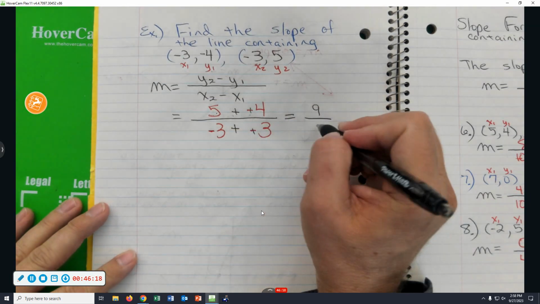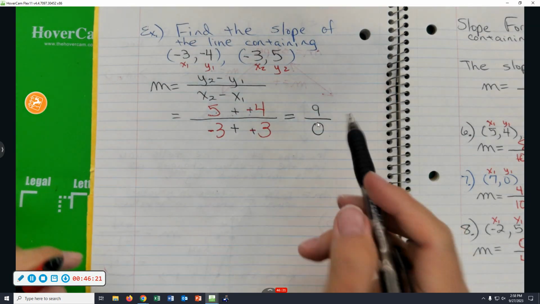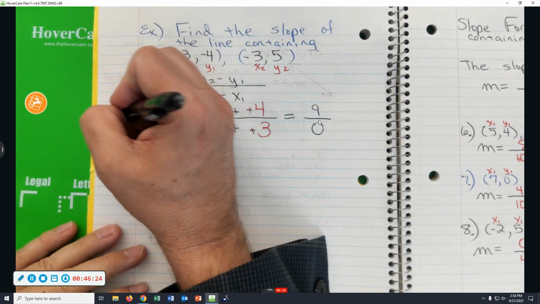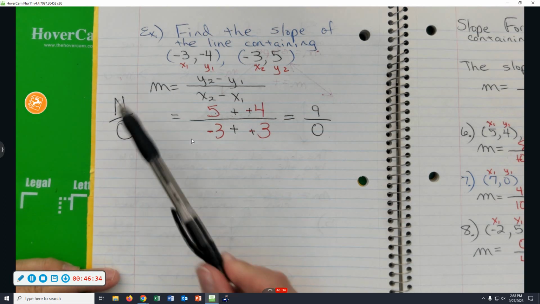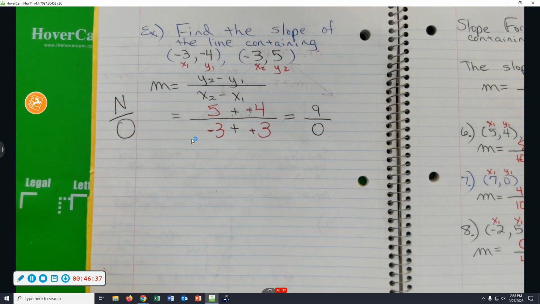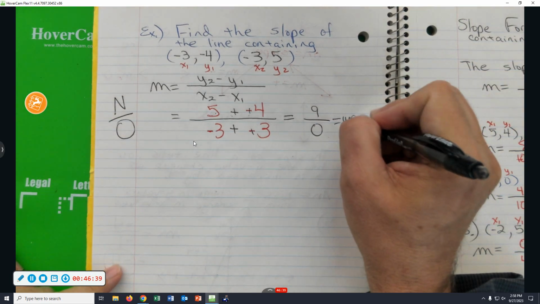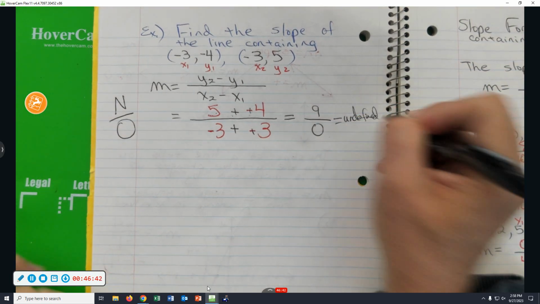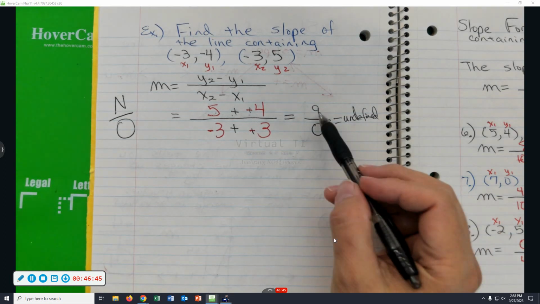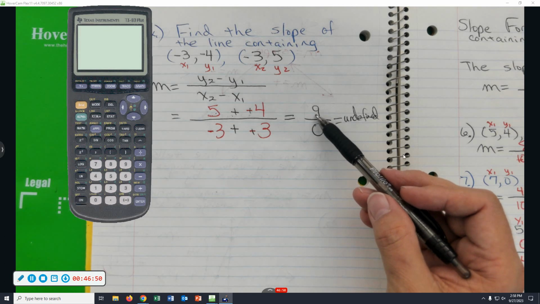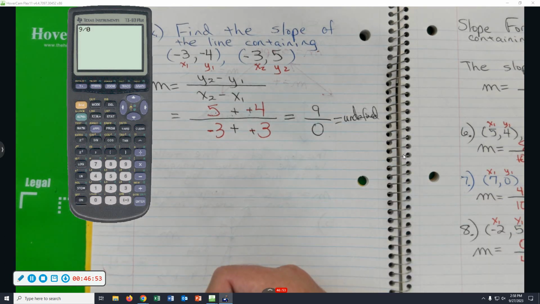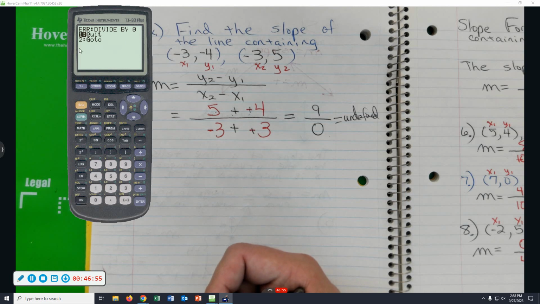And what do we know about 0 in the bottom? Okay, what do we know about a denominator of 0? From the second week of the semester, the third class meeting, I think we were talking about this. What happens when you have a denominator of 0? The fraction is undefined. Punch that into your calculator. 9 divided by 0. What times 0 gives you 9? Nothing. It's going to say error, divide by 0.